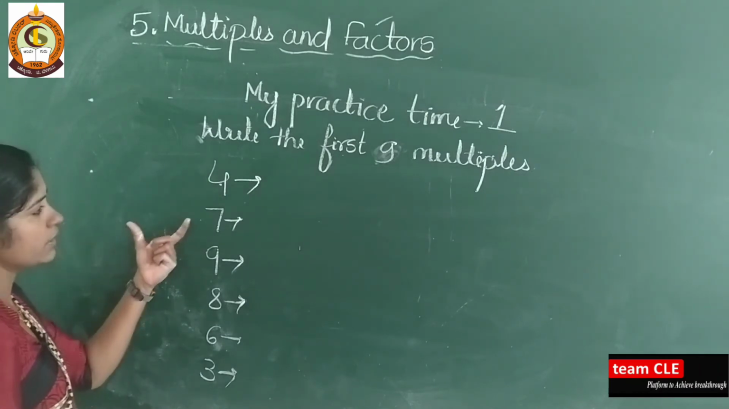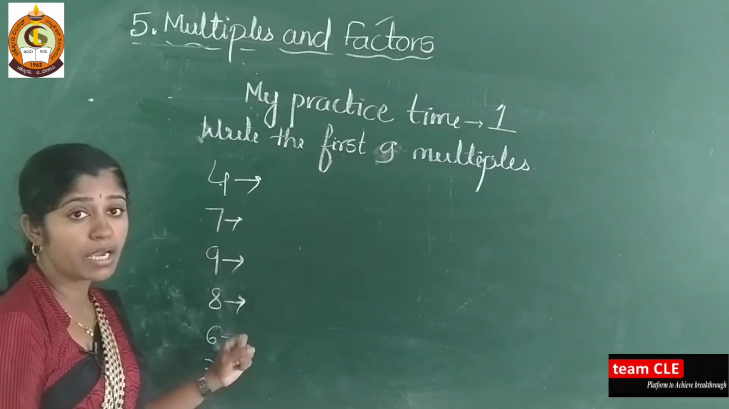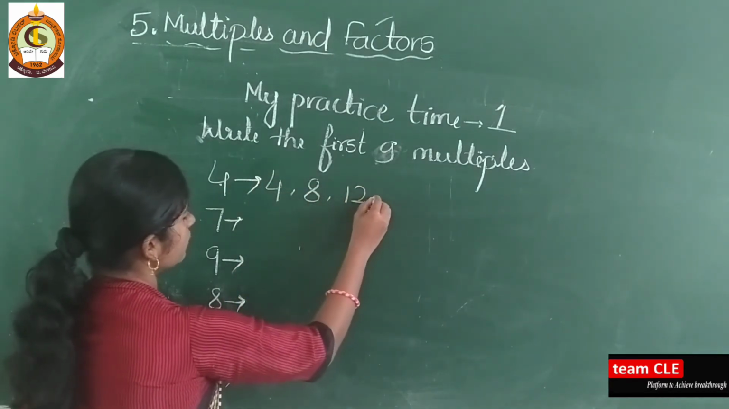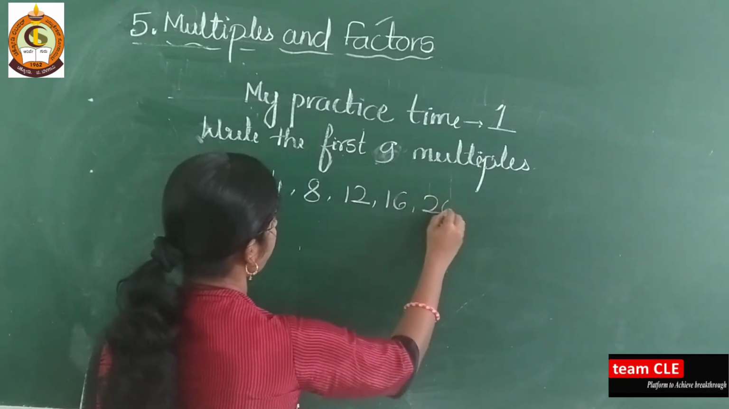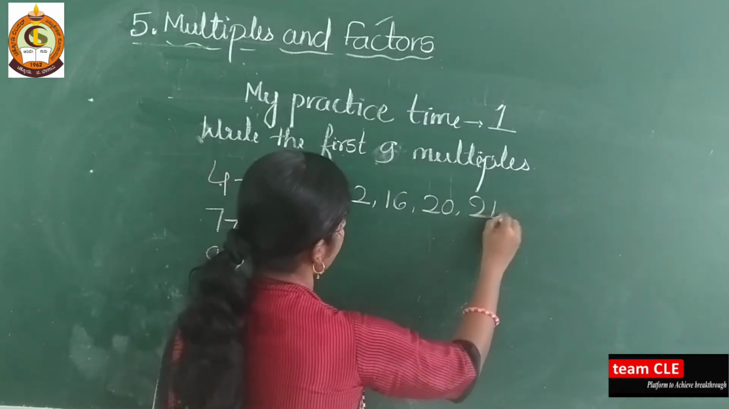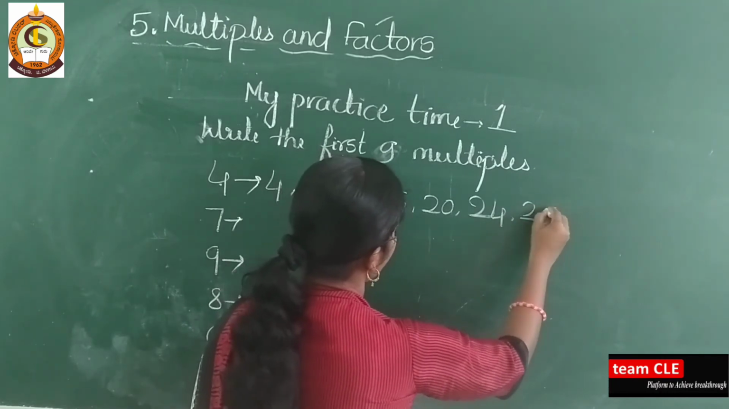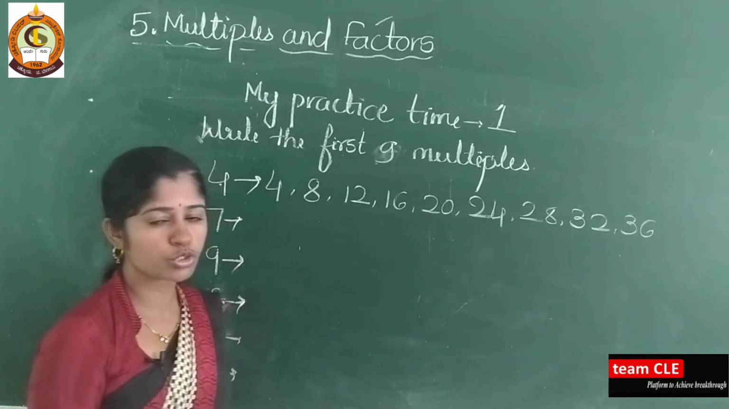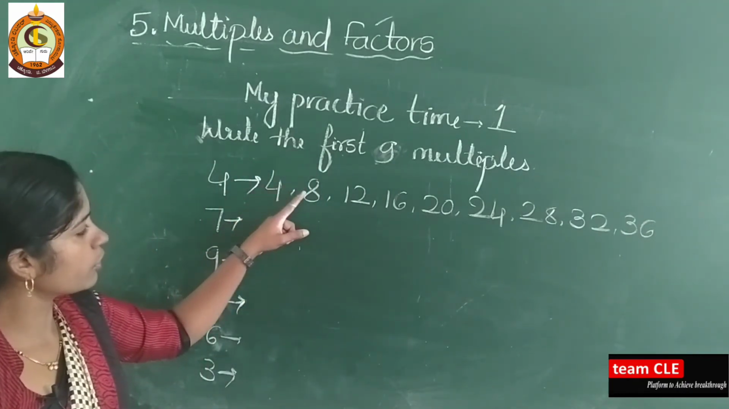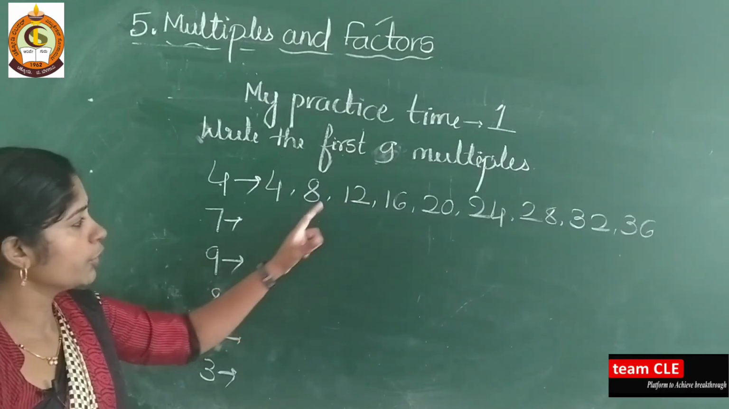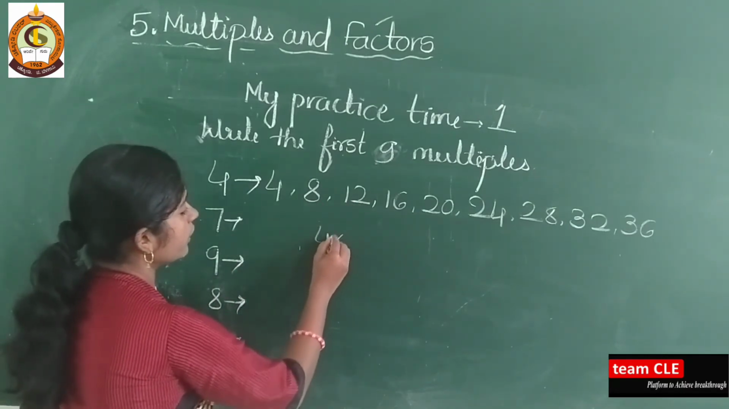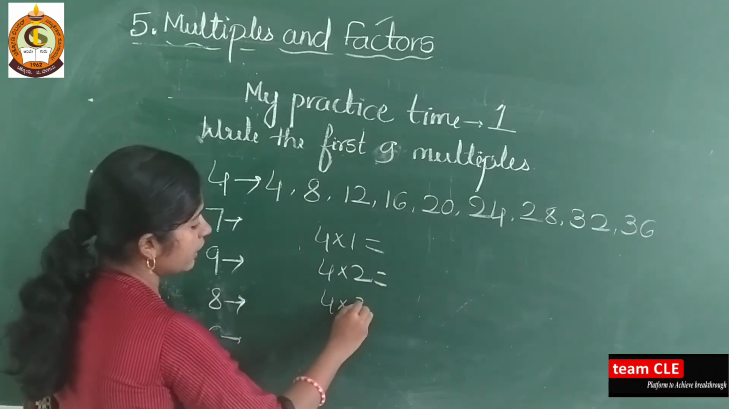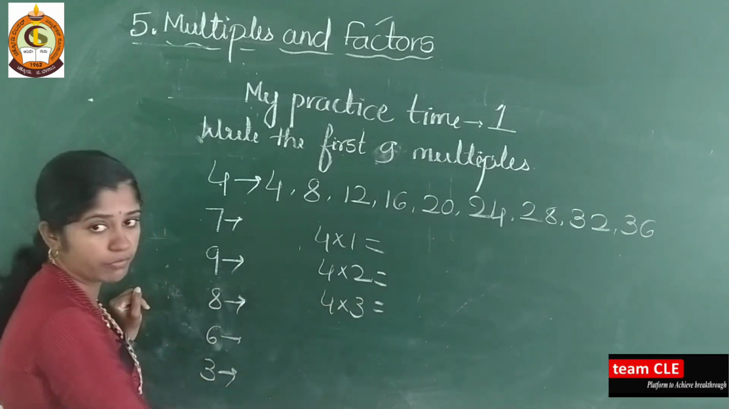How do we do this? Here you need to write the table of 4 up to 9. 4 ones are 4, 4 twos are 8, 4 threes are 12, 4 fours are 16, 4 fives are 20, 4 sixes are 24, 4 sevens are 28, next 32, next 36. Up to here you stop. You multiply 4 into 1 up to 9: 1, 2, 3, 4, 5, 6, 7, 8, 9.